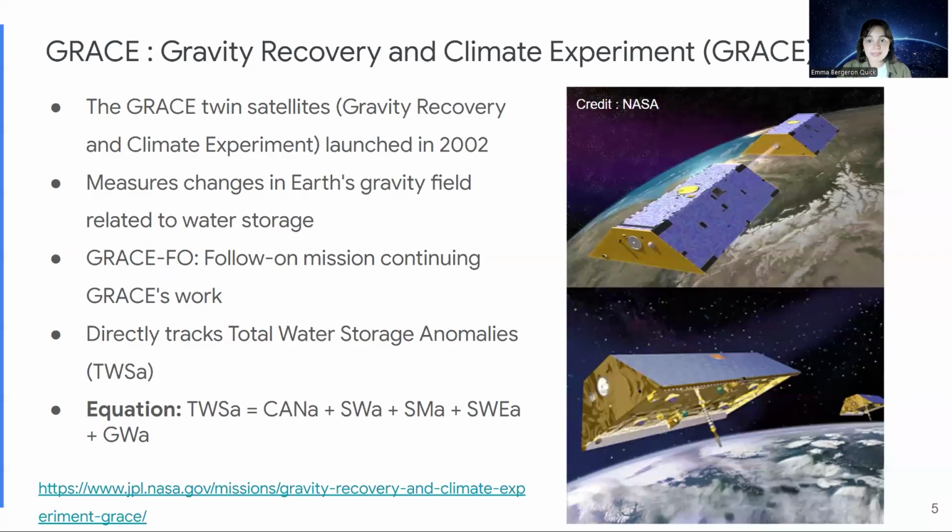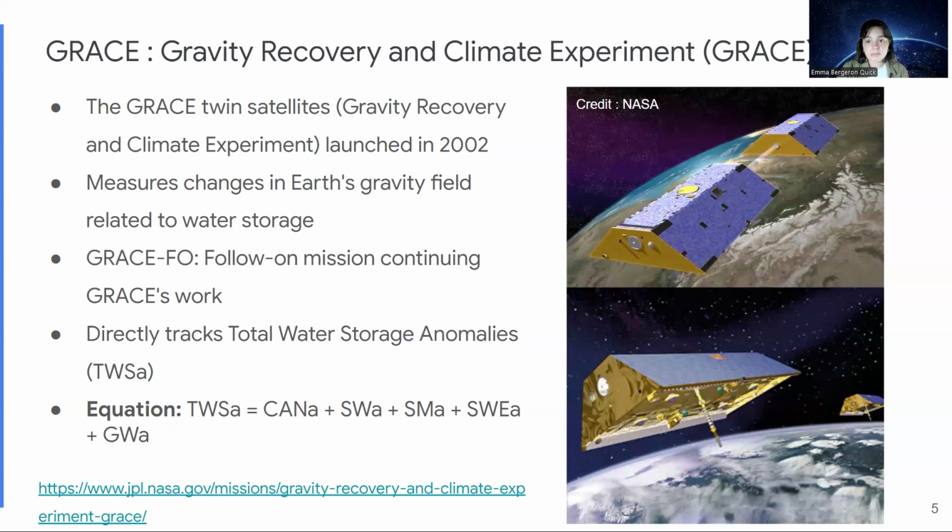So let's dive into the theory a little bit, because I keep mentioning GRACE and I want to explain what that is. GRACE twin satellites: since 2002, GRACE and the follow-on mission GRACE-FO are a satellite tandem that provide a new vantage to track changes in water resources. GRACE has a unique ability to track changes in total water storage anomalies, which is the TWSA, according to the following equation and gravity.